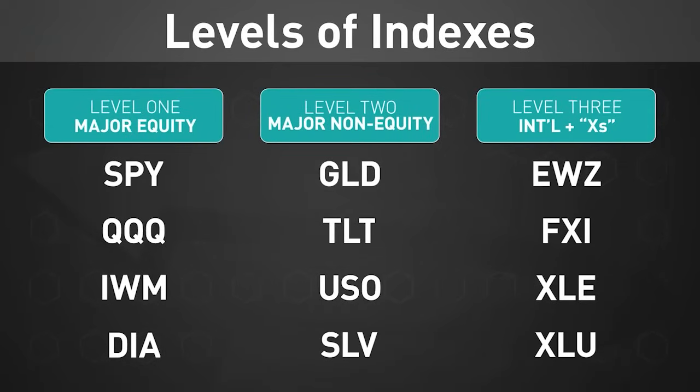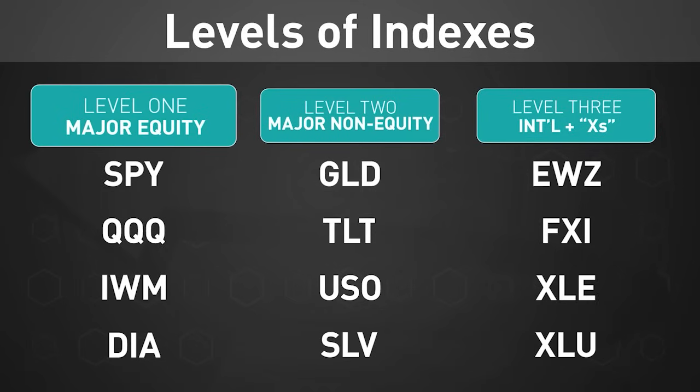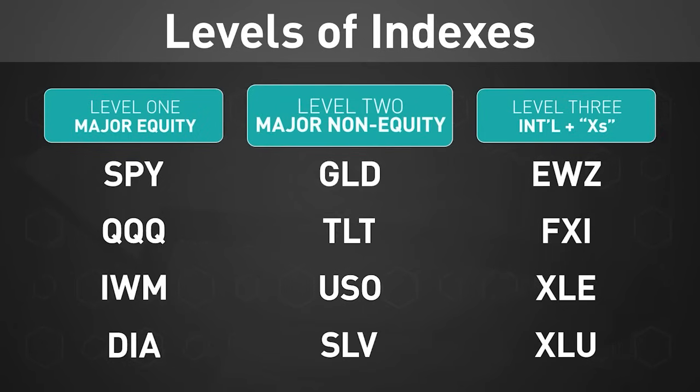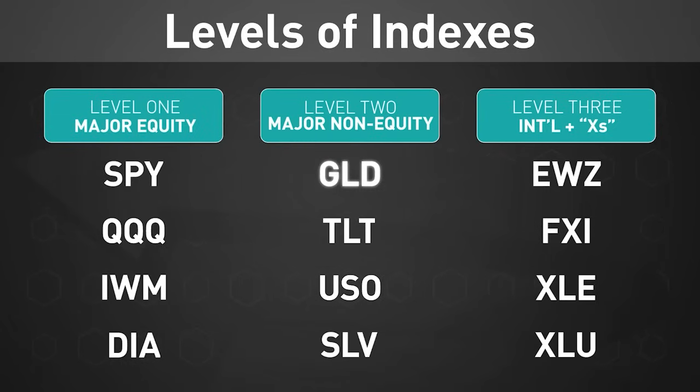Let's think about the indexes in 3 different levels. These aren't formal or official levels; they're really just for us, but I think it will help to demarcate between the different kinds of indexes. Level 1 are your major equity players: SPY, the S&P 500; QQQ, the NASDAQ; IWM, the Russell 2000; and DIA, the Diamonds, or the Dow Jones. Level 2 are your major non-equity players like GLD, which is gold; TLT, which is bonds; USO, which is oil; and SLV, which is silver.